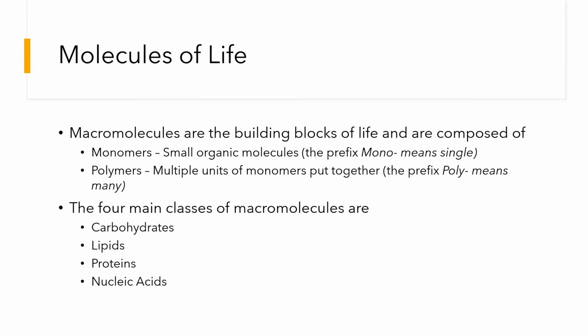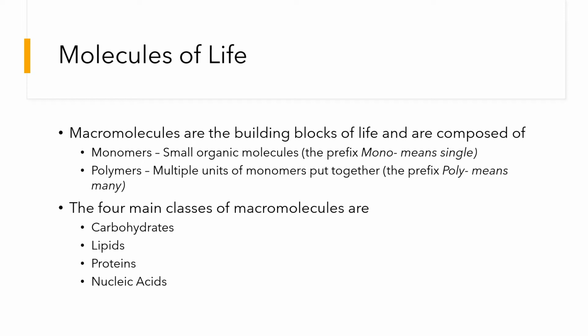So first we're going to go over what macromolecules are. Macromolecules are the building blocks of life. They are composed of two parts. One is called a monomer. A monomer is a small organic molecule, so just one single molecule. And in order to help remember that, mono means single. And then there's polymers. Polymers are like a long chain of multiple monomers.